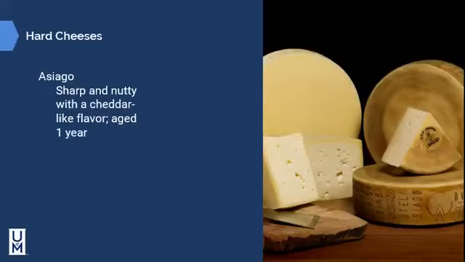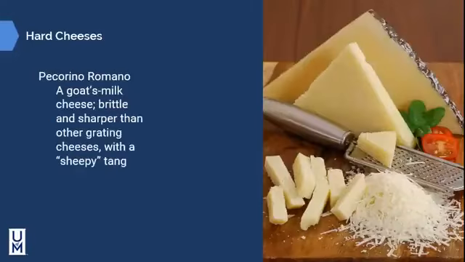Asiago cheese is sharp and nutty with a cheddar-like flavor. It's aged around 1 year. Pecorino Romano is a sheep's milk cheese that is brittle and sharper than other cheeses and is often grated. It has a sheepy tang to it.